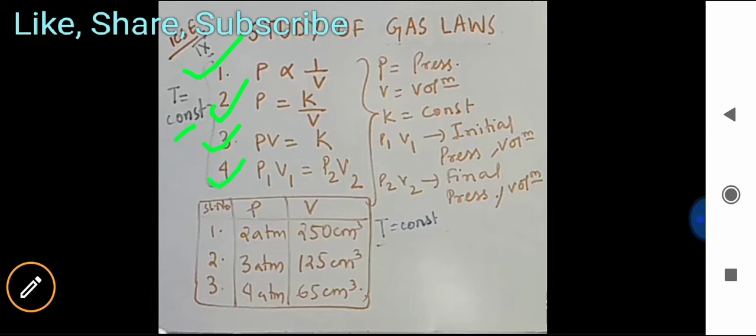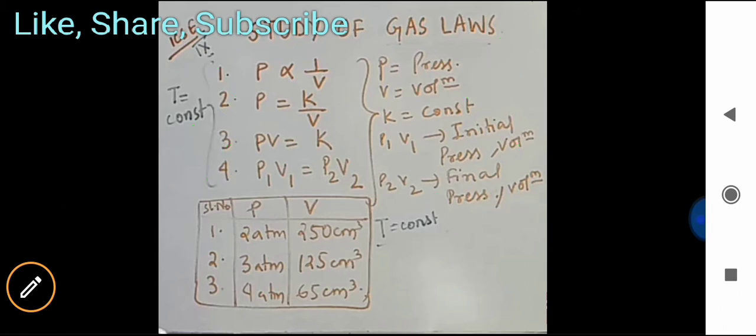These are the things on the basis of which we have to do numericals also. So you have to understand it very carefully: P is pressure, V is volume, and K is constant. P1 V1 is initial pressure and initial volume, P2 V2 is final pressure and final volume, and T is constant.